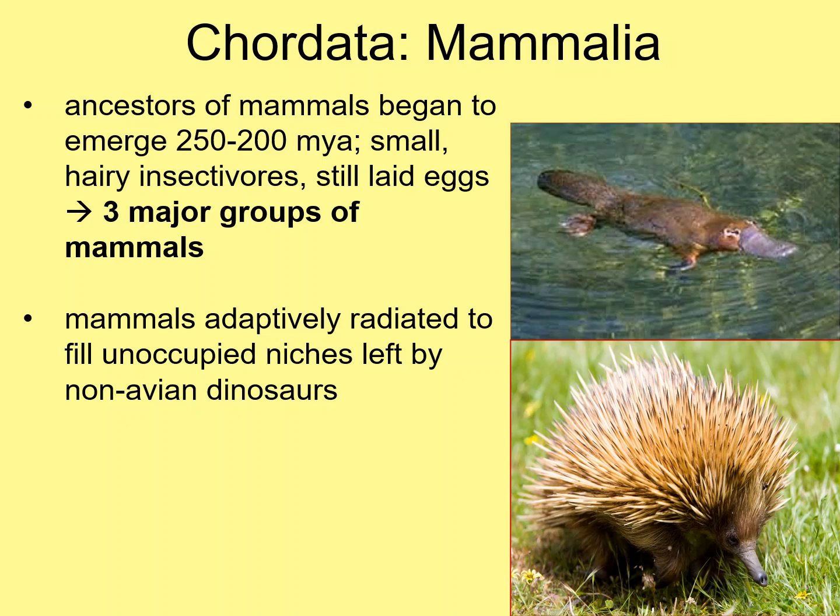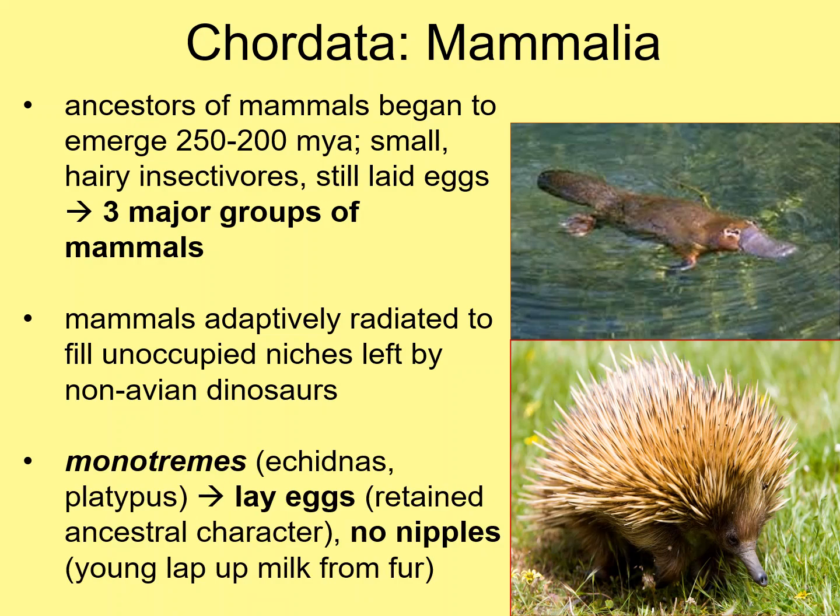And so not only do these guys still lay eggs, they don't have any nipples. They do have mammary glands. They are technically mammals, right? They have fur. They have a single orbital fenestra. They have mammary glands, but no nipples. So essentially, the milk gets secreted out onto their fur, and the babies just sort of lick it up off the surface of the fur itself.